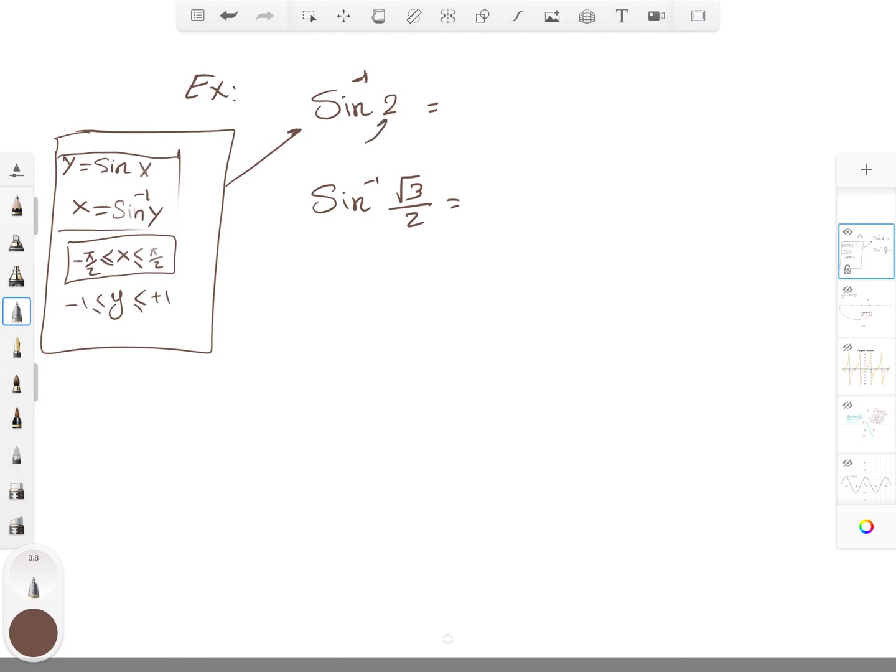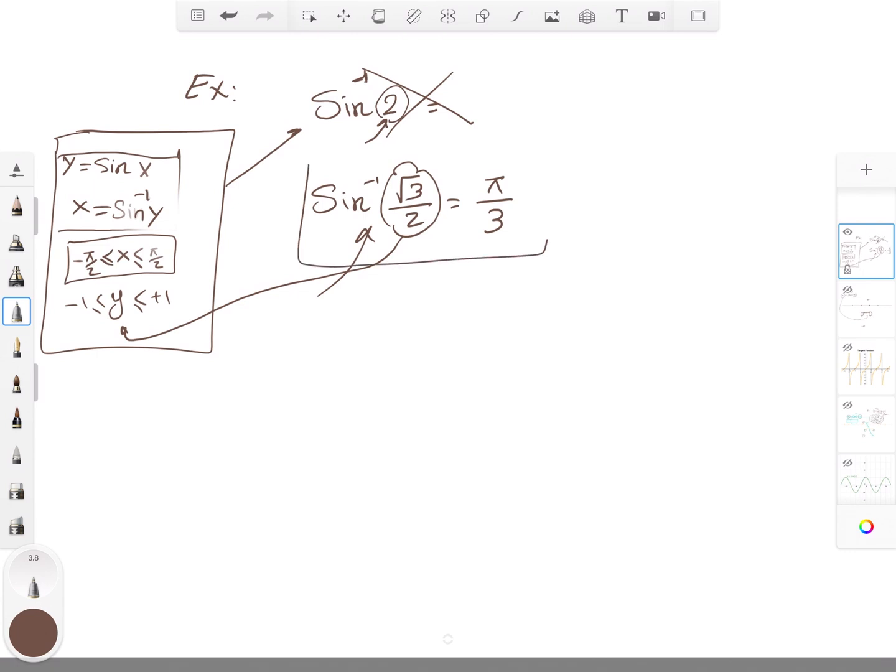So this is my y, but it's more than 1, so that doesn't exist. There's no solution there. In this case, we have sine inverse of radical 3 over 2. This is between 1 and negative 1, and you know the answer is going to be pi over 3. It's 60 degrees.